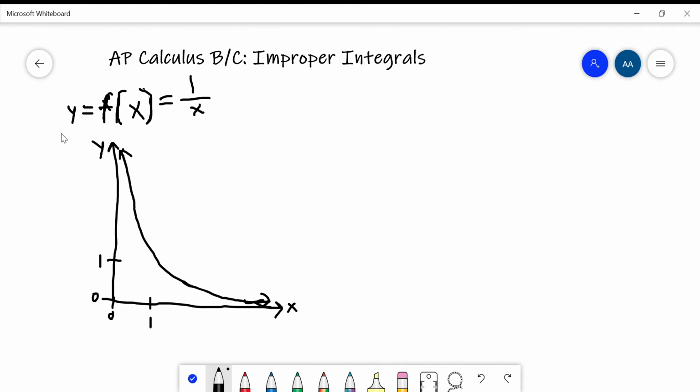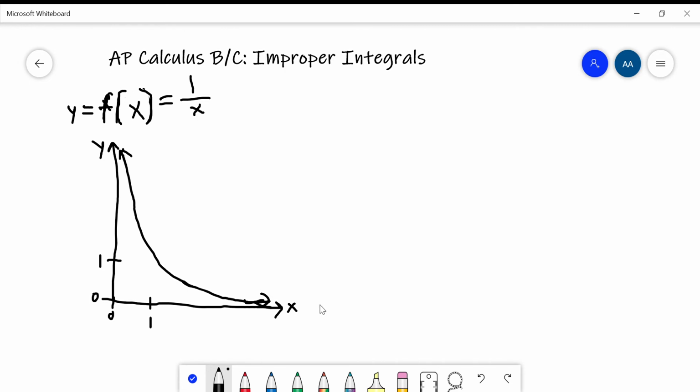So let's say we have the function y is equal to f of x is equal to 1 over x. So the function f of x is equal to 1 over x. That's the main thing. And I graphed it right here. So this is just f of x, y, if you want to call it, either way. And what I want to find out is the integral from 1 to infinity.